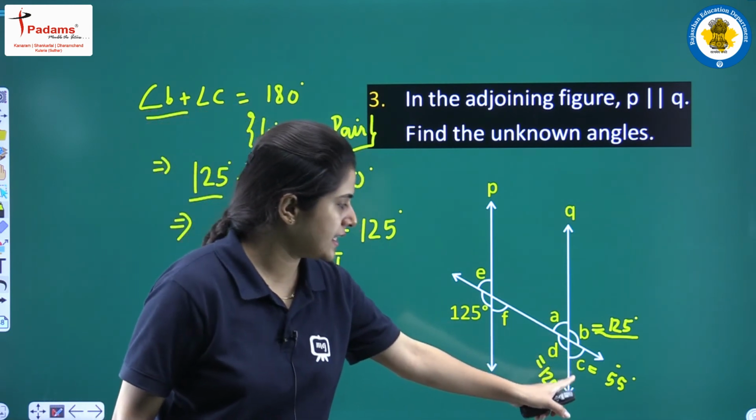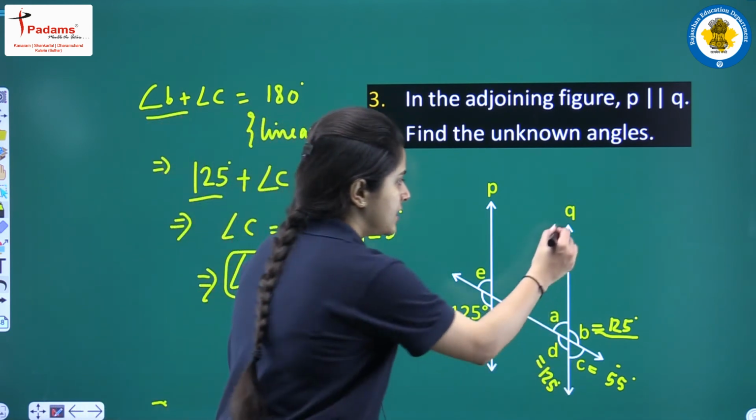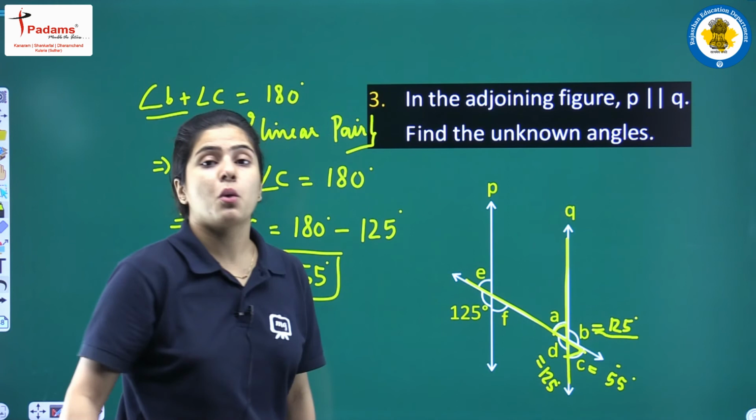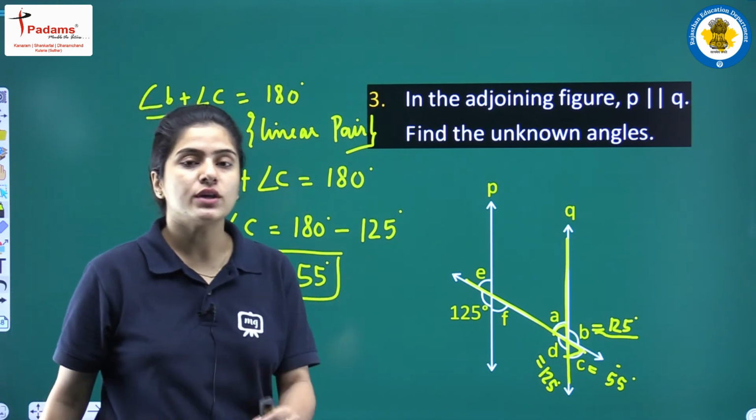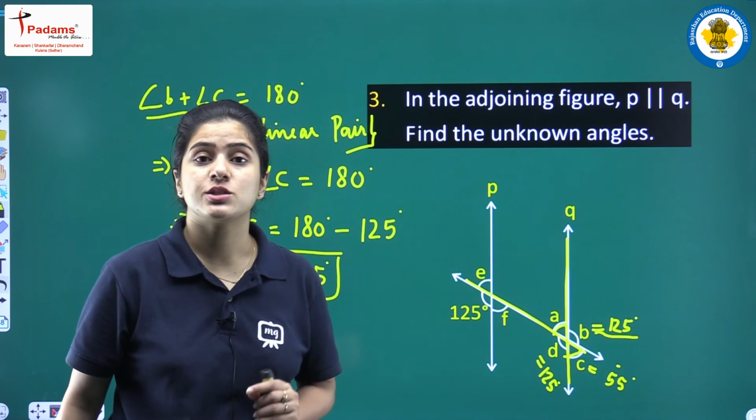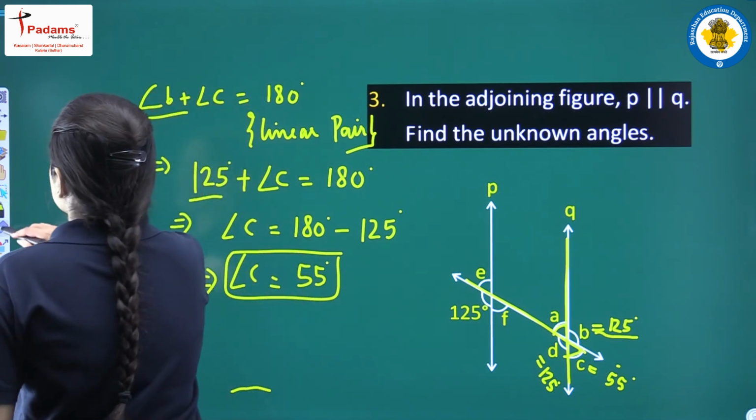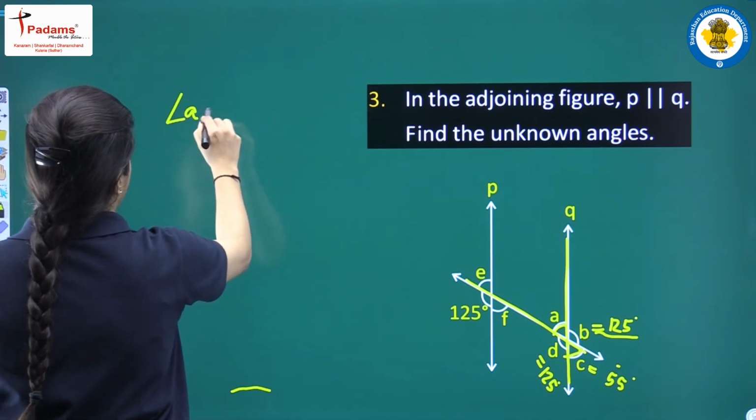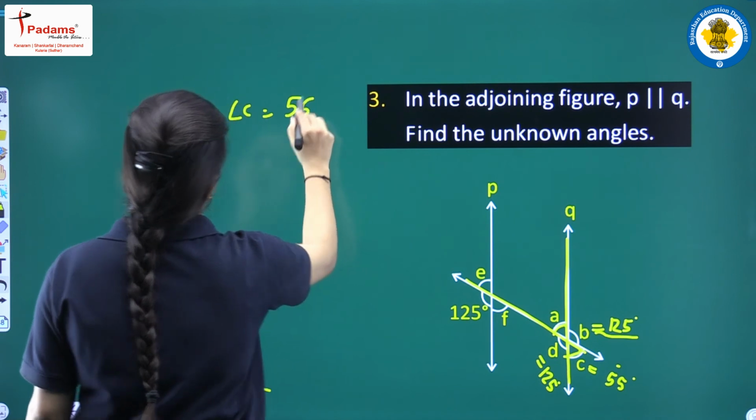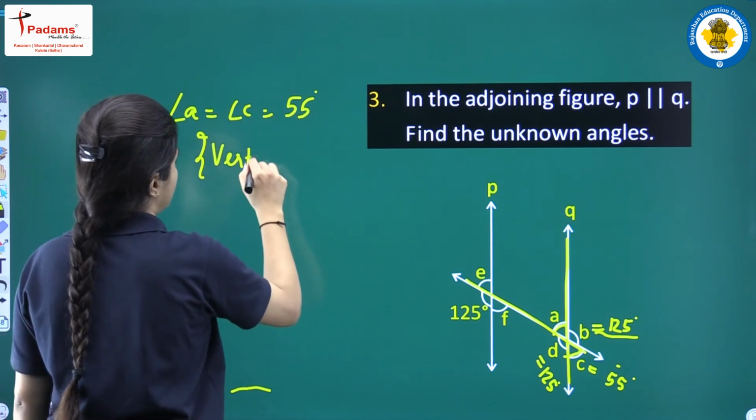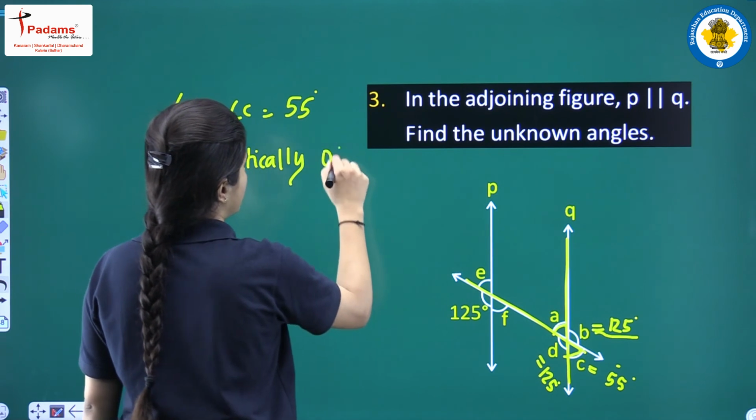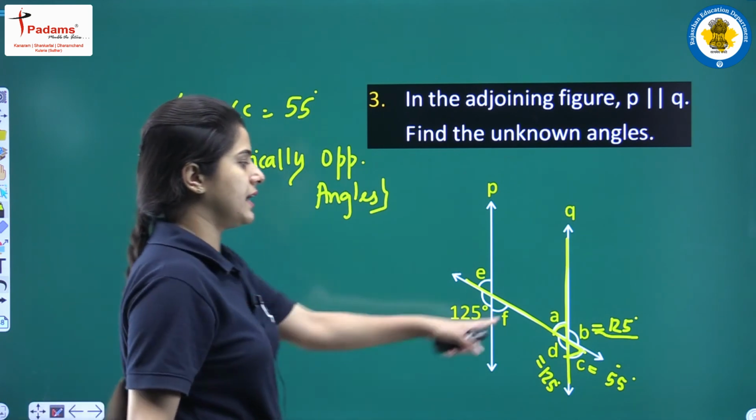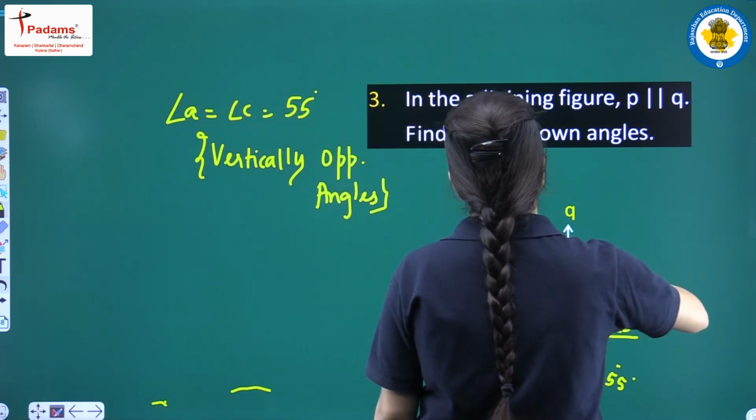Now students, this angle C and angle A, have a clear look. These two lines are intersecting lines. So this angle and this angle are vertically opposite angles. And we know that vertically opposite angles are equal to each other. Okay, students? So angle A and angle C are equal to 55 degrees because of the factor vertically opposite angles. Okay, students? अब हमें एंगल A भी पता लग गया क्या है, 55 डिग्री.